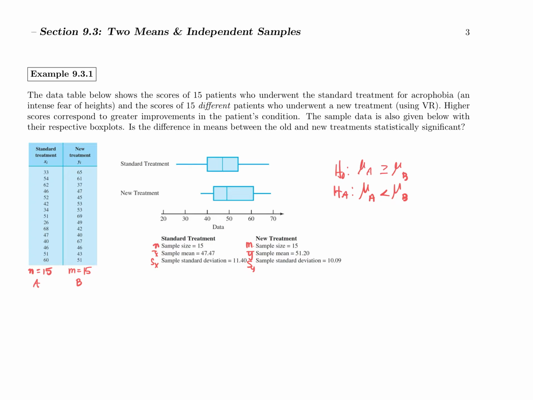And remember, these are the same as saying, I'll put them over here in parentheses, that mu A minus mu B is greater than or equal to 0, and this would be the same as mu A minus mu B is less than 0. And you can get that just by subtracting mu B over to the left-hand side.